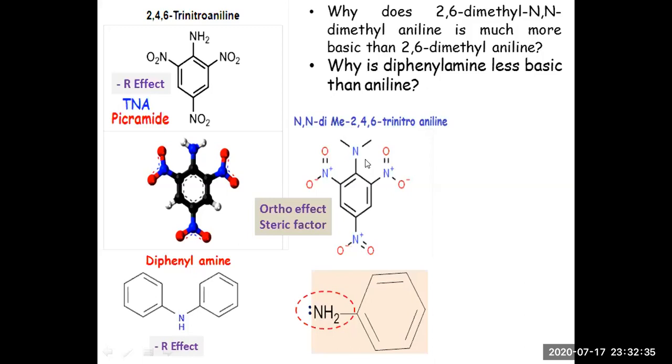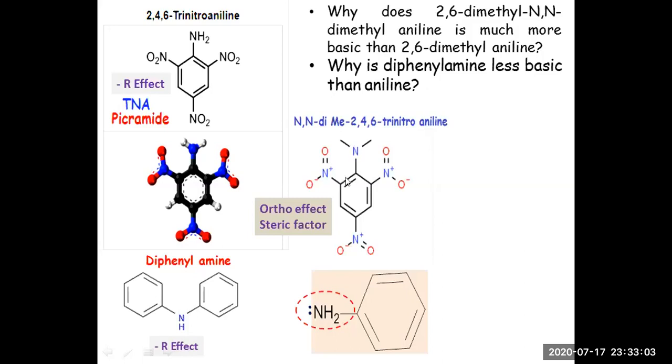Surprisingly, this is more basic as compared to these other molecules. Now why is it so? You'll find that this particular molecule is highly crowded. You can see two nitro groups and the N,N-dimethyl group very close to each other. Ortho effect will be there, so there is a loss in planarity. This particular group moves by 90 degrees, and because of that there is a loss of planarity.